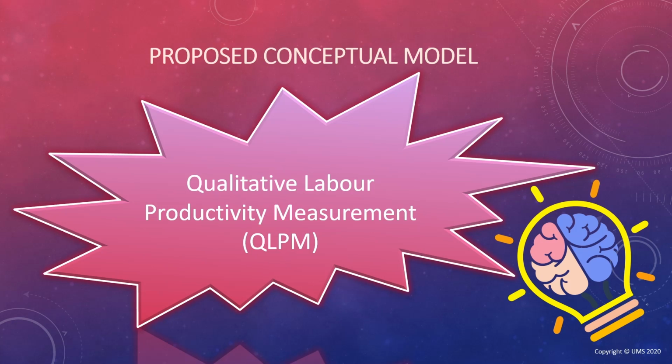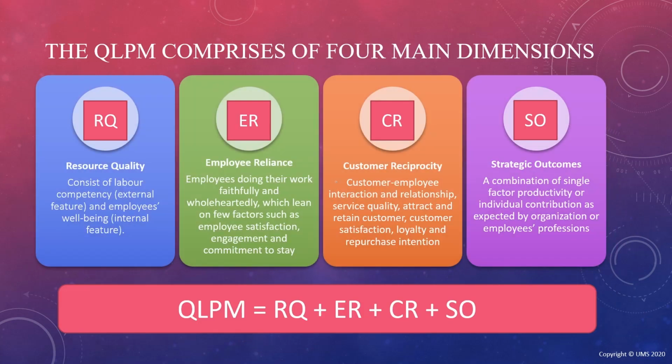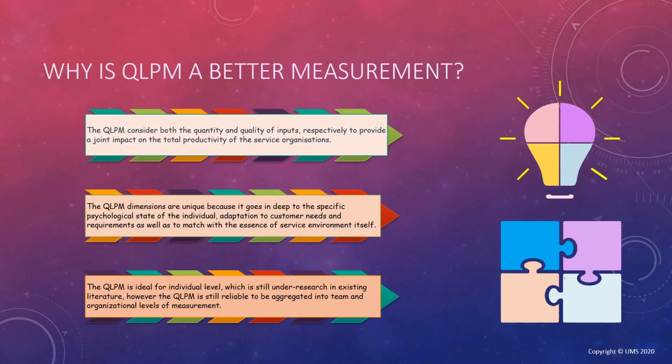Thus, we are introducing a proposed conceptual model of qualitative labor productivity measurement, QLPM, for the service sector. The QLPM comprises four main dimensions: first, resource quality, RQ; second, employee reliance, ER; third, customer reciprocity, CR; and lastly, strategic outcomes, SO. Why is QLPM a better model to measure labor productivity?